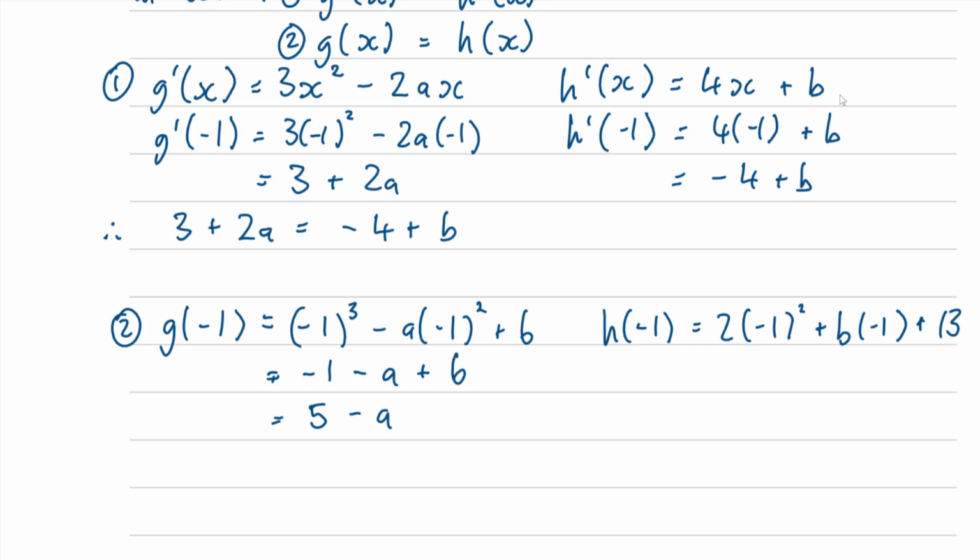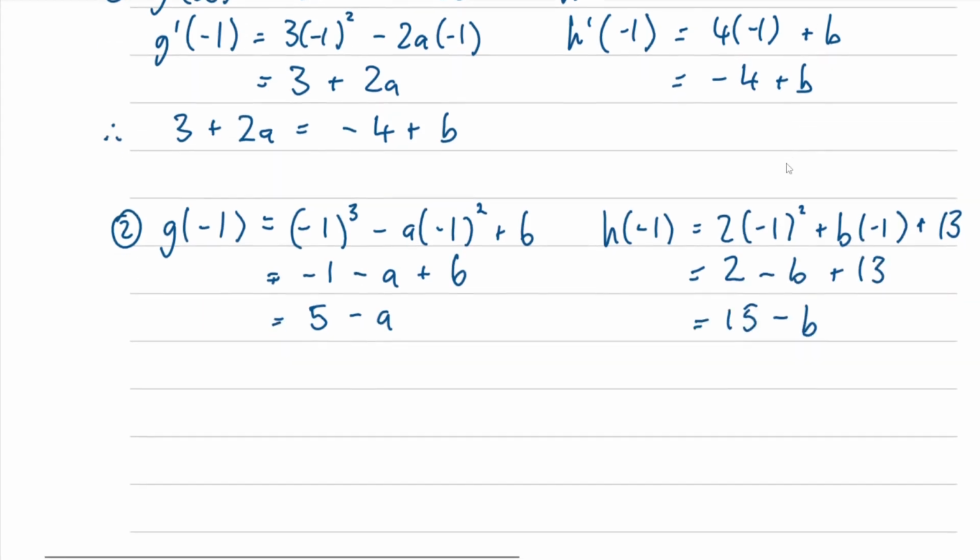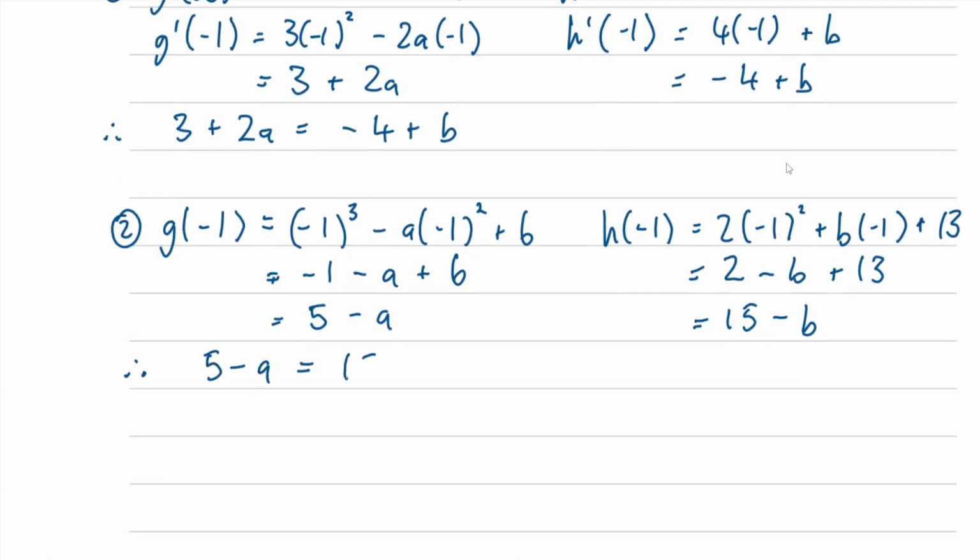And then for h of negative 1, 2 minus b plus 13, which is 15 minus b. Okay, and now we can equate them. So 5 minus a is equal to 15 minus b. And again, this is one equation which has two unknowns, so we can't solve it. However, if we consider our system of equations, we have two equations with the two unknowns a and b. So we can solve them simultaneously.